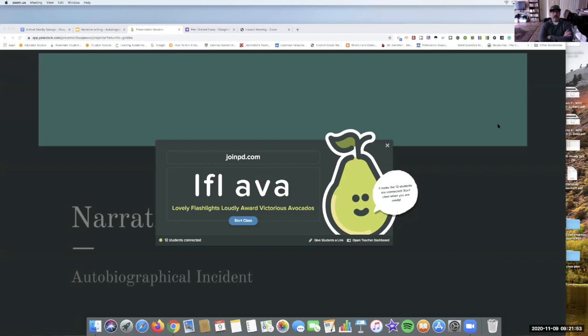So what I want to do today, while everyone is logging in, is do a quick review of the elements of an autobiographical incident. What are the things that we need in an autobiographical incident essay? Then take a closer look at the graphic organizer, the first body paragraph in particular. And last night, I wrote my draft of the autobiographical incident, and we're going to take a look at that and compare it to the graphic organizer.